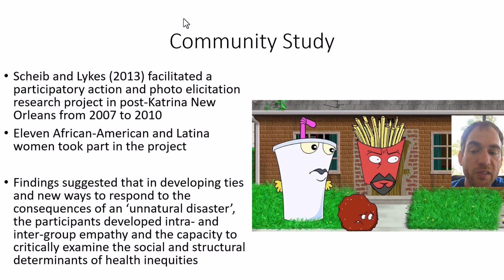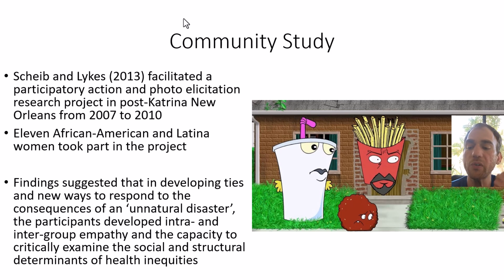An example of this, Sheb and Likes in 2013 facilitated a participatory action and photo elicitation research project in post-Katrina New Orleans from 2007 to 2010. 11 African American and Latina women took part in the project. The findings suggested that in developing ties and new ways to respond to the consequences of a, quote, unnatural disaster, the participants developed intra- and inter-group empathy and the capacity to critically examine the social and structural determinants of health inequalities.